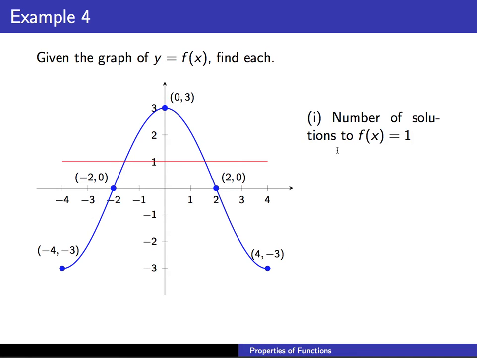All right, part I, number of solutions to f of x equals 1. Well, if we graph f of x equals 1, that's just a horizontal line going through 1 on the y-axis. And it appears that our solutions here are this point and this point, because the solutions to an equation are the x coordinates where the graph of the left intersects the graph of the right. So if we just graph them separately, we have 1, 2 intersection points, which is going to be the number of solutions that we have.